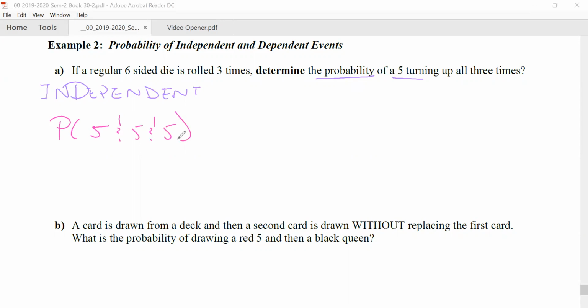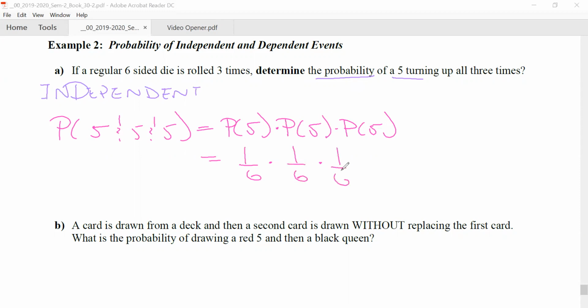And I always want you writing these probability statements out. Well, since it's independent, this is P(5), the probability of getting a 5, times the probability of getting a 5, times the probability of getting a 5. Well, the probability of getting a 5 any one time is 1 over 6. So that's 1 over 216.